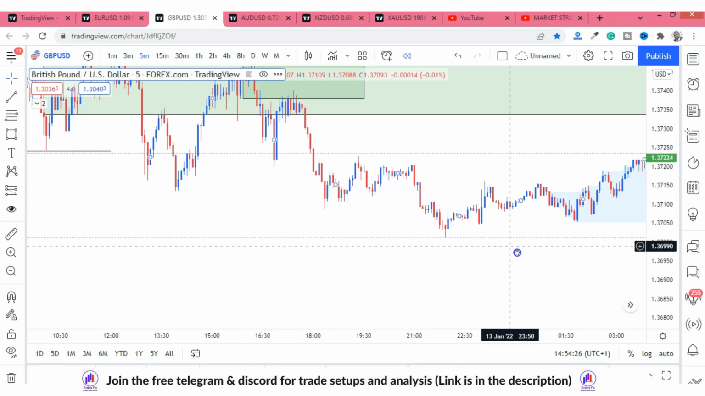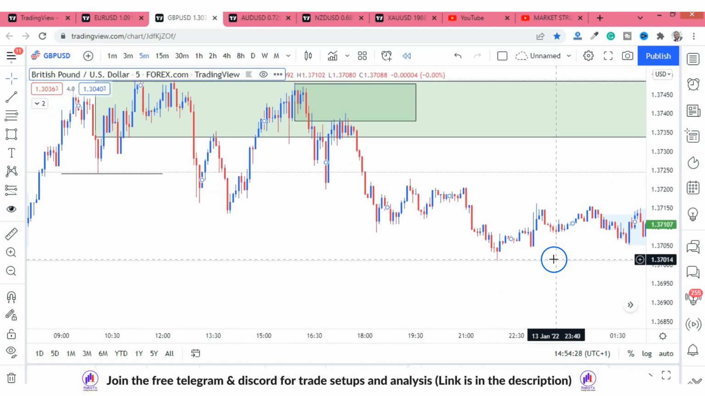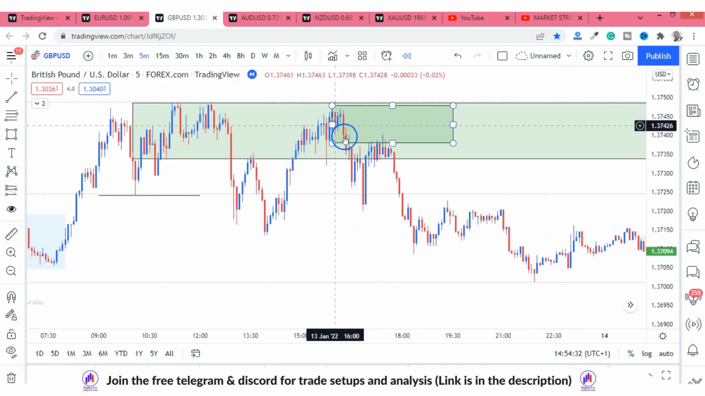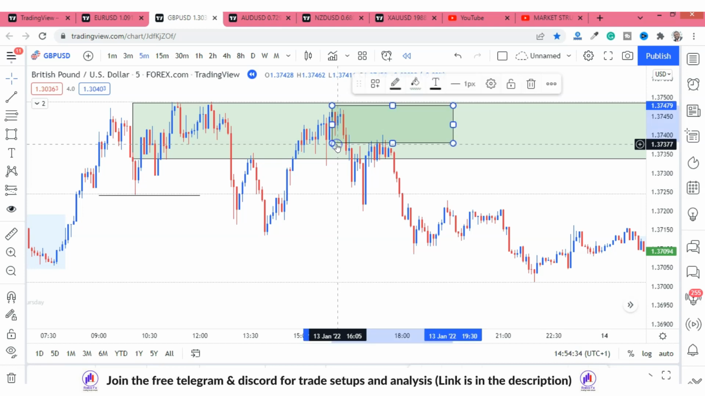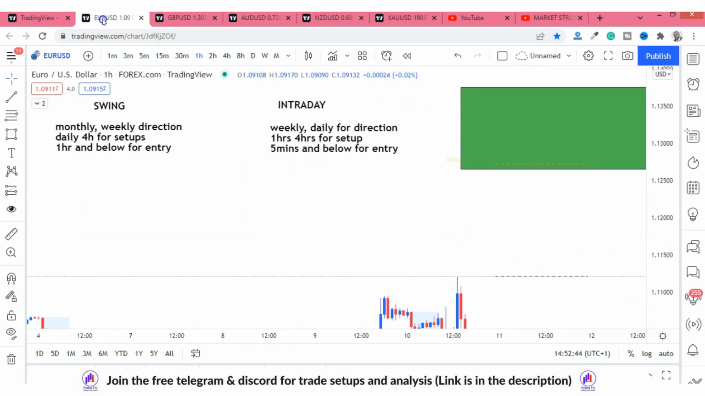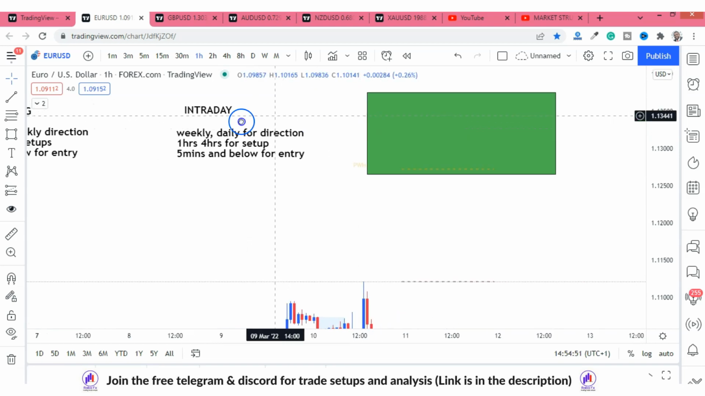That is, your 5 minutes is now your entry time frame. Remember, the market is fractal. Whatever you see as your setup formation, look for that setup formation in your lower time frame and then execute it. So that is that on the intraday multi-timeframe analysis.